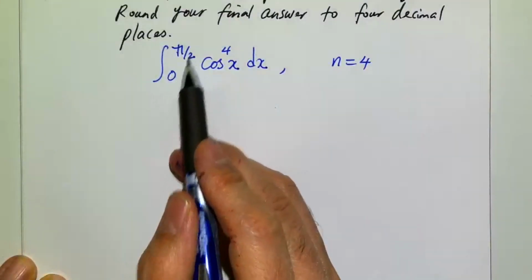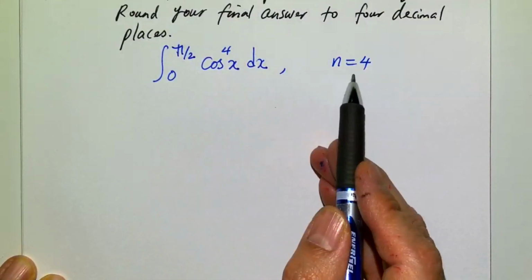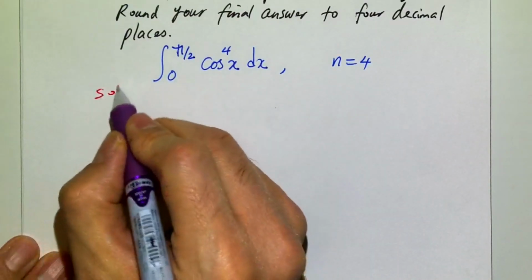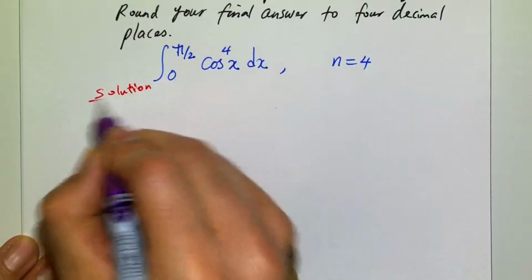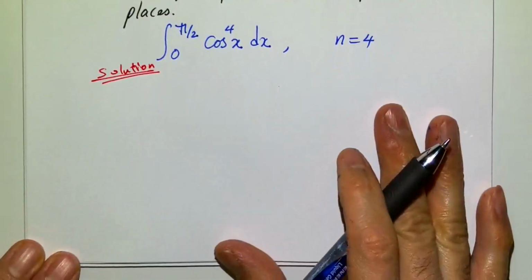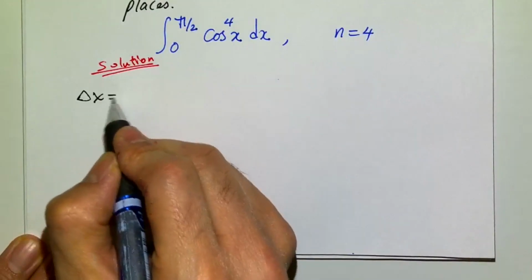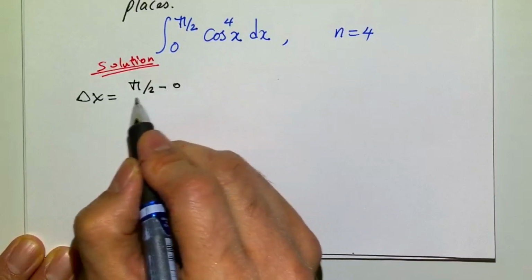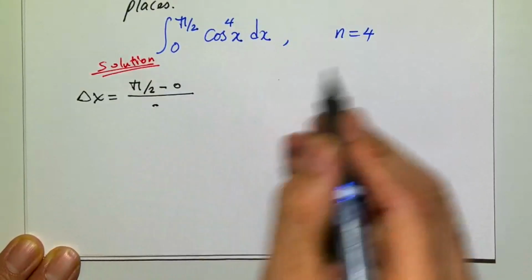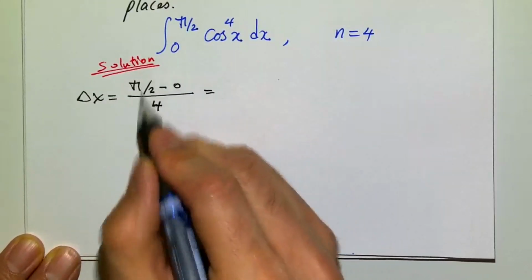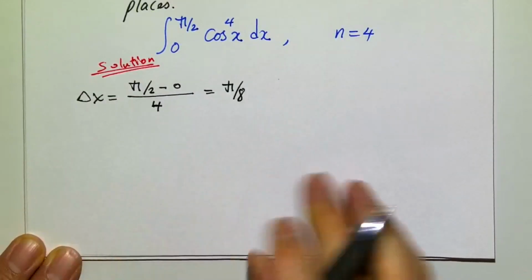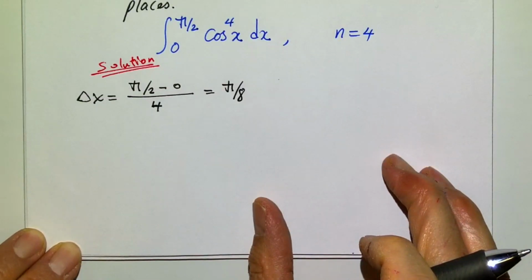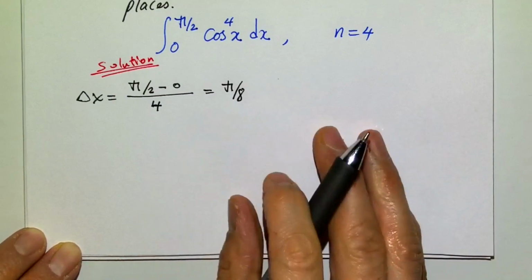So this distance, pi over 2 minus 0, divided by 4 will give us the delta x, right? So solution here. Delta x would be the upper limit, pi over 2, minus the lower limit of the definite integral, divided by 4, and we get pi over 8, right? So that's the width of each rectangle.